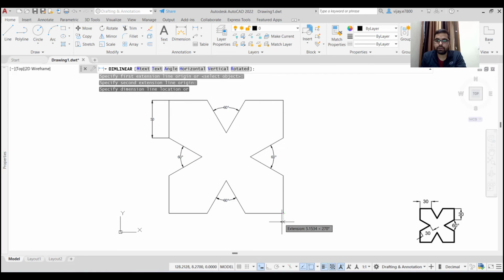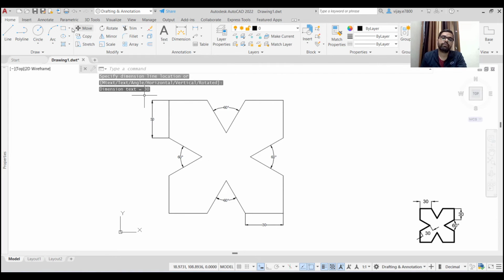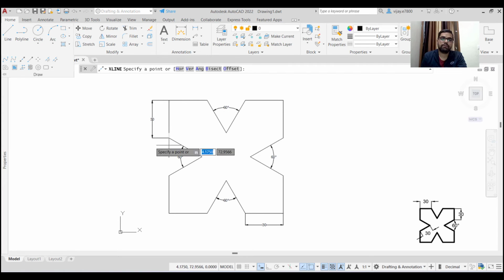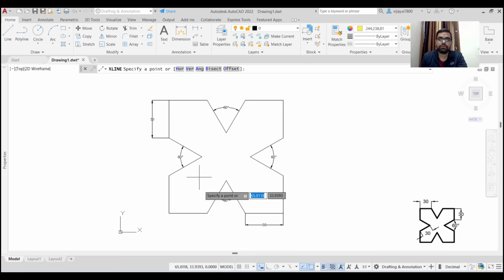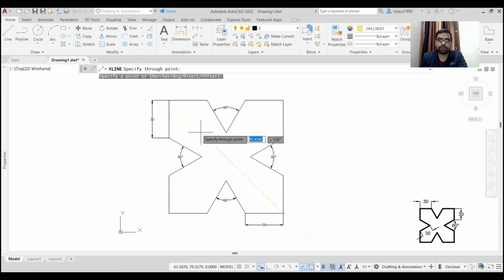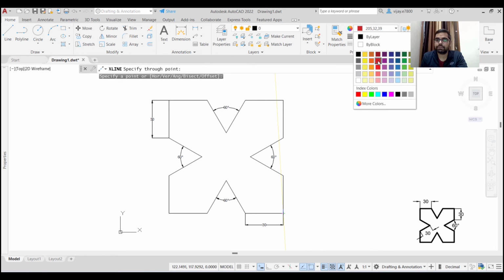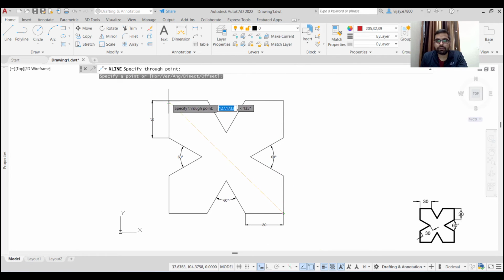So if I talk about similarity, so let's select this X line, and let me change the color of this X line to yellow. Now suppose that if I draw this particular line, now the color is not properly visible, let's select red. Now this image is symmetrical about this particular axis. Okay, that means if we can create the lower half of this image, we can create the remaining upper half.